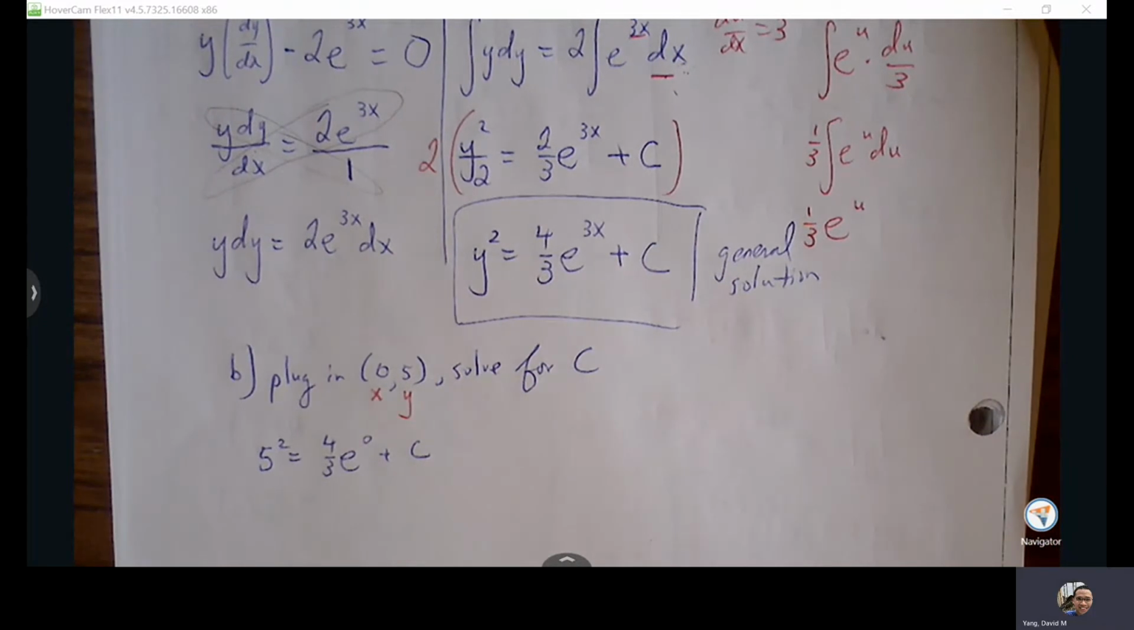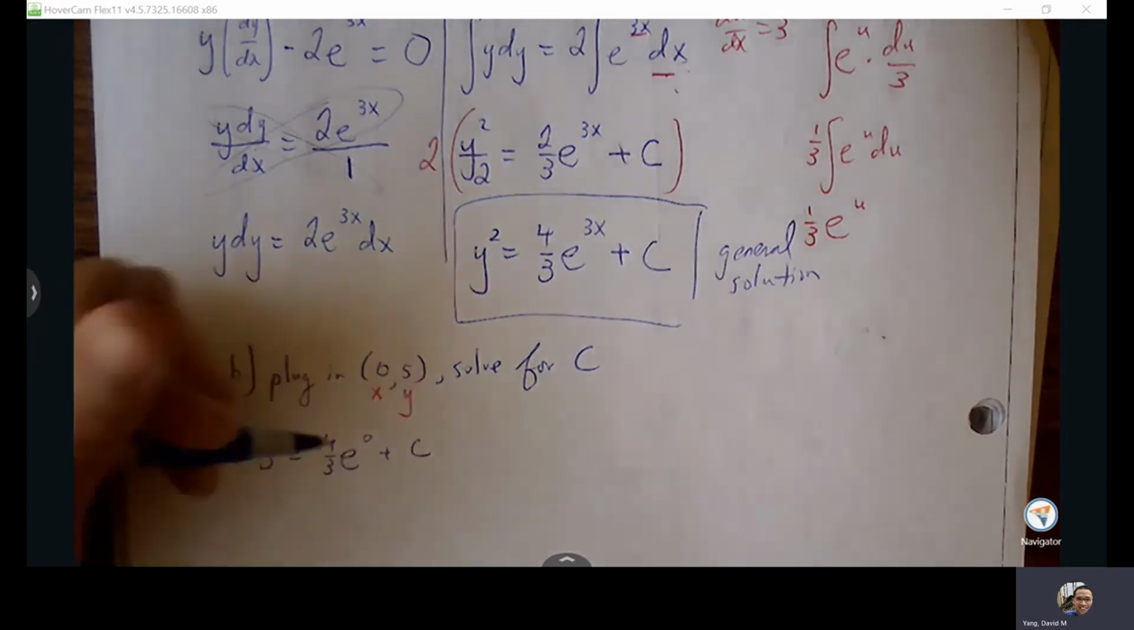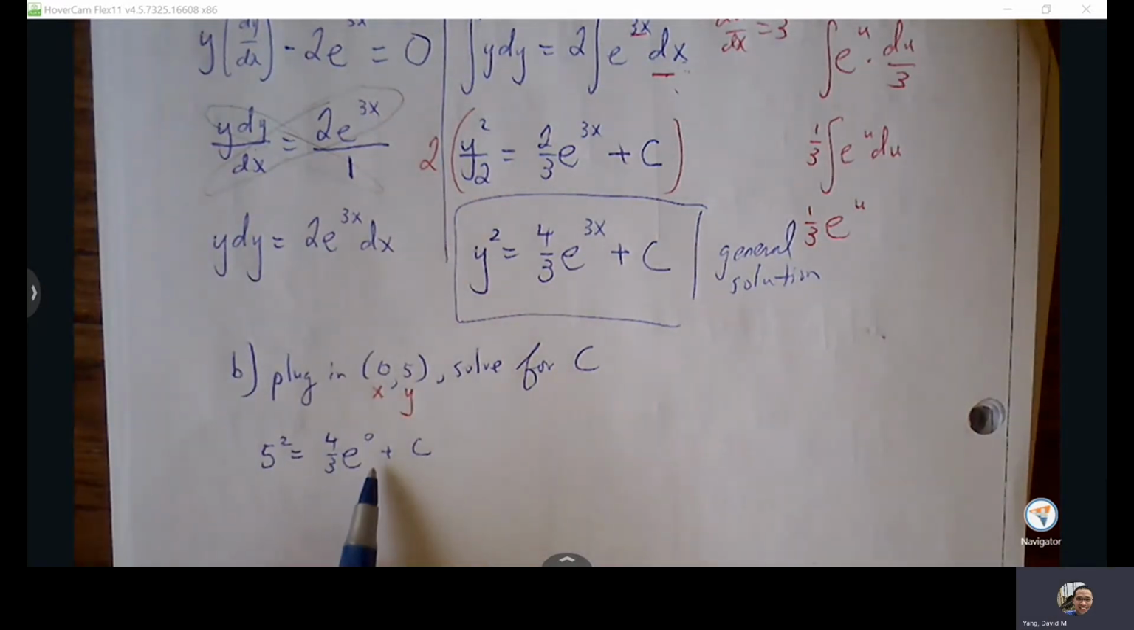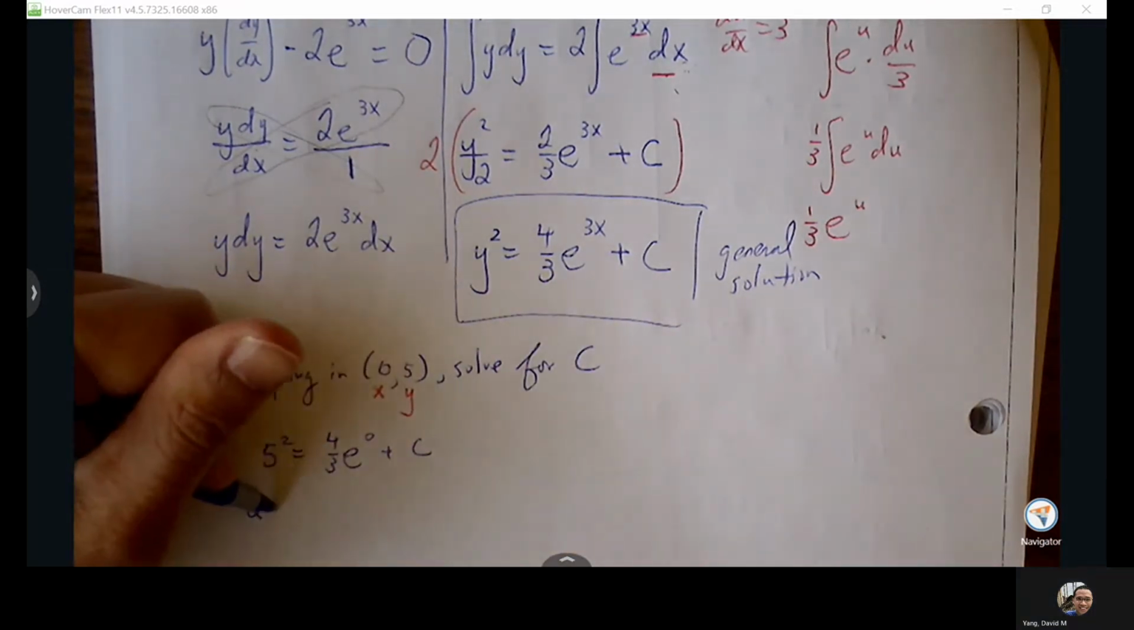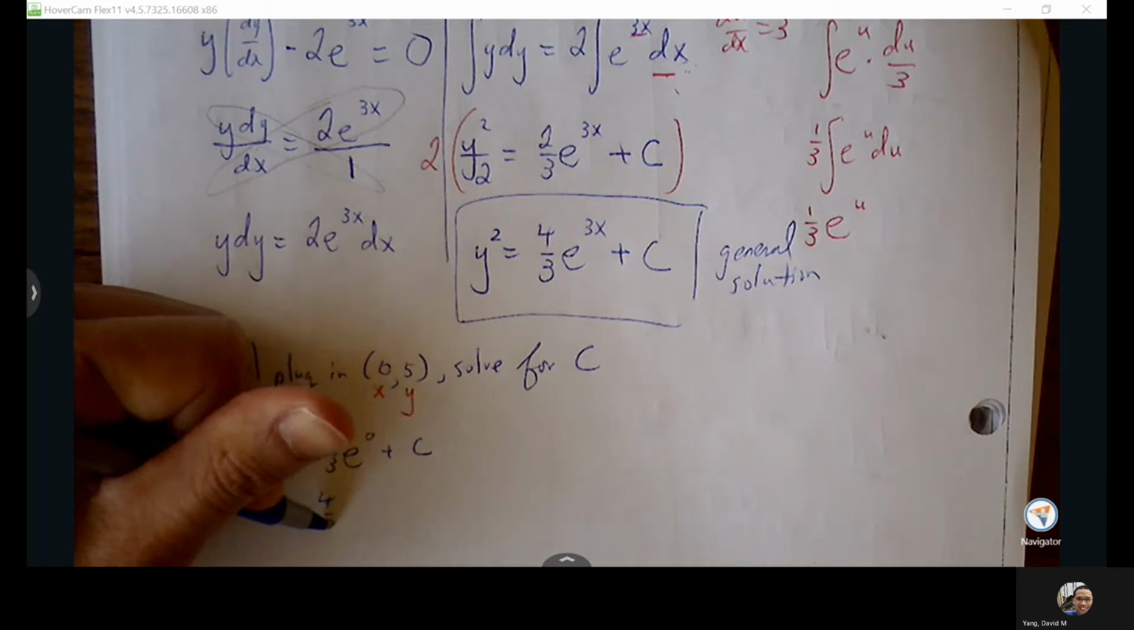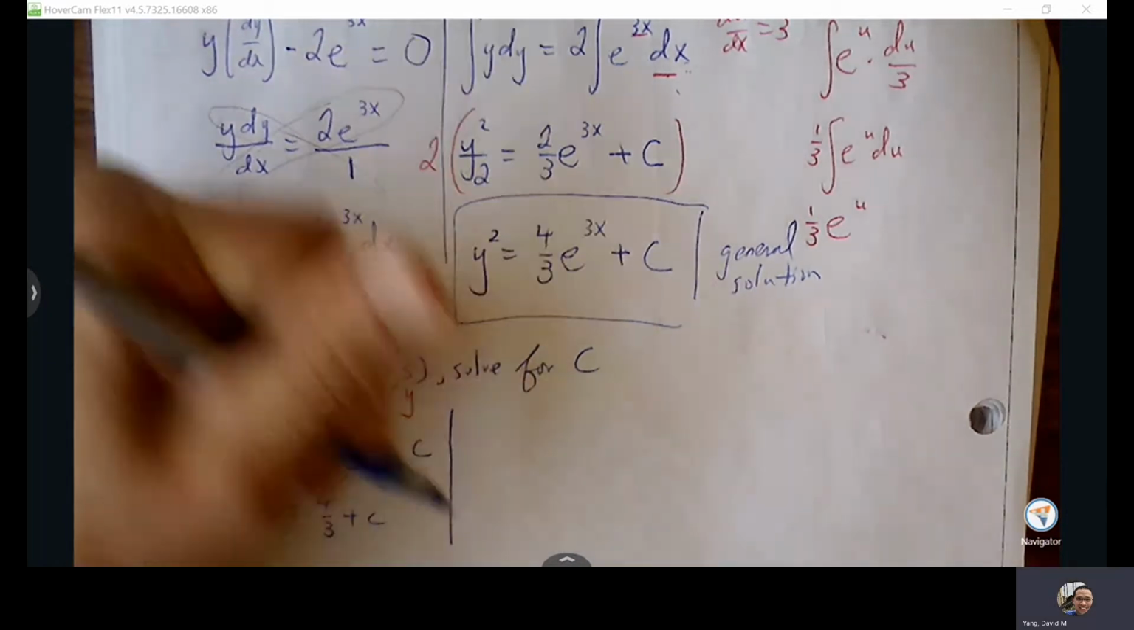Okay, so part B, I'm now going to work in my ordered pair and try to solve for C. 0 in for x, 5 in for y. You can use your calculator if you like.